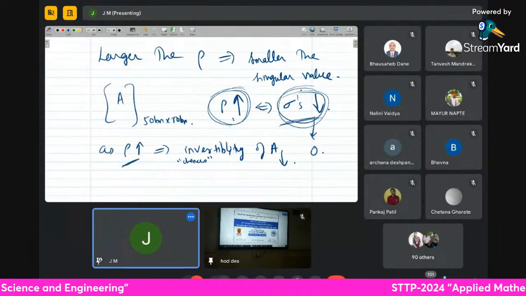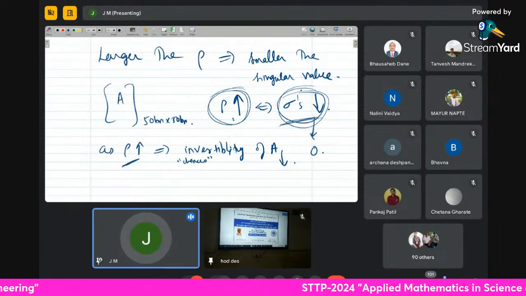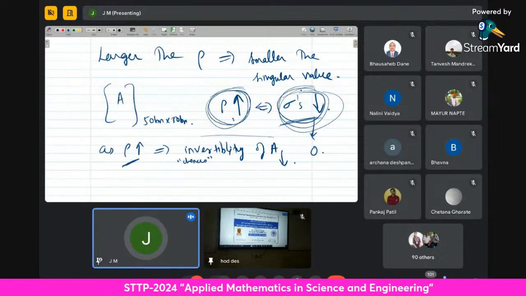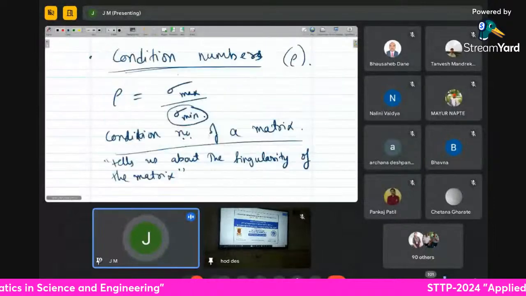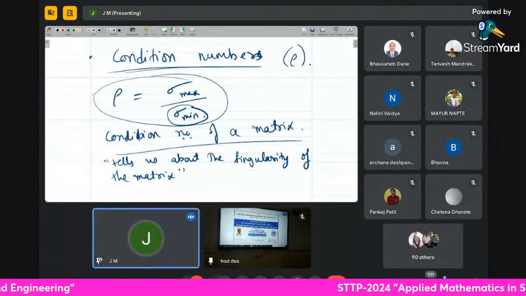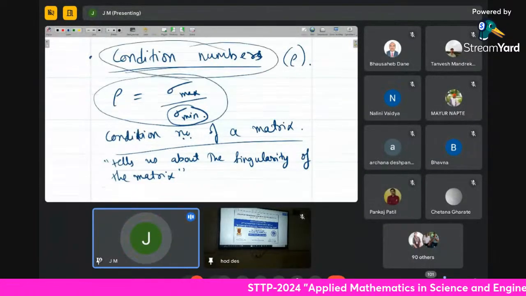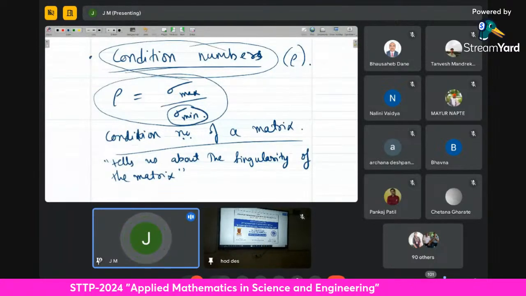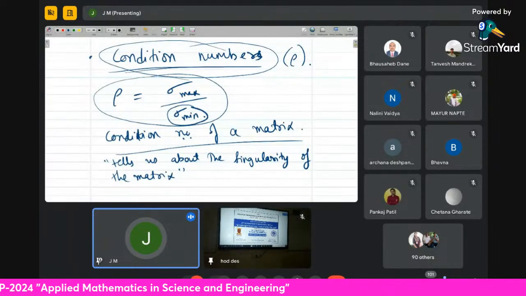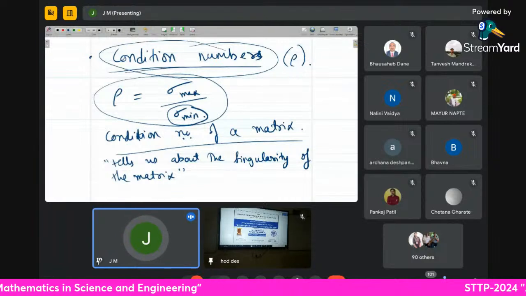Okay, so if this is increasing, that means this is approaching zero. This is another reason that computer scientists, those who work in computation, are interested in the condition number of a matrix, because it tells you whether the matrix is invertible or not, or how far it is from that.